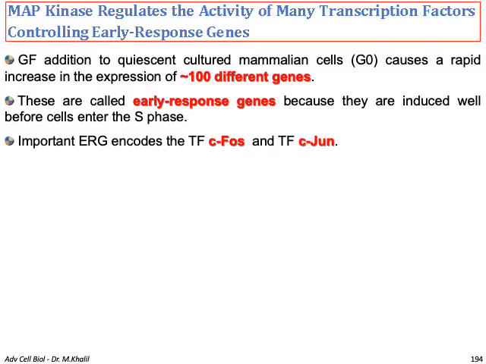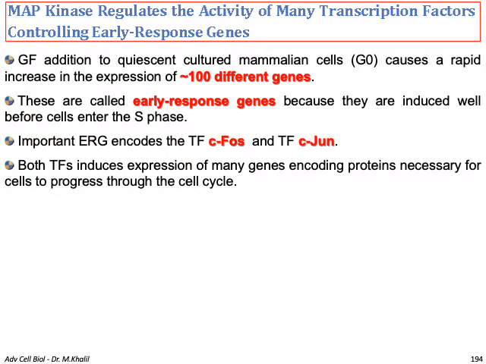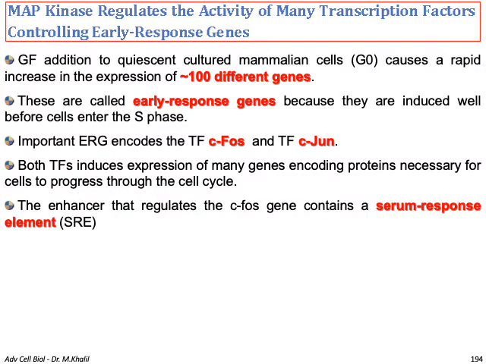The important early response genes encode the transcription factors c-Fos and c-Jun, two of the most important transcription factors that control the cell cycle. Both transcription factors induce expression of many genes encoding proteins necessary for the cell to progress through the cell cycle. The enhancer, actually, an enhancer is a sequence on the DNA that regulates the c-Fos gene, contains a sequence of nucleotides called the serum response element.